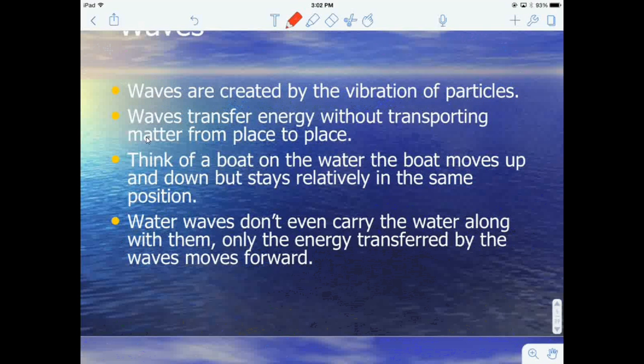Waves are created by the vibration of particles, and waves transfer energy from place to place. This is important because waves often transfer energy without transporting matter itself. Think of a boat when it moves up and down. It stays in relatively the same spot. A better example would be the wave in a baseball or football stadium. You stand up, everybody does the wave. It's like a pulse of energy goes through the stadium. You wait your turn, then you stand up and throw your arms in the air, and then you sit right back down.